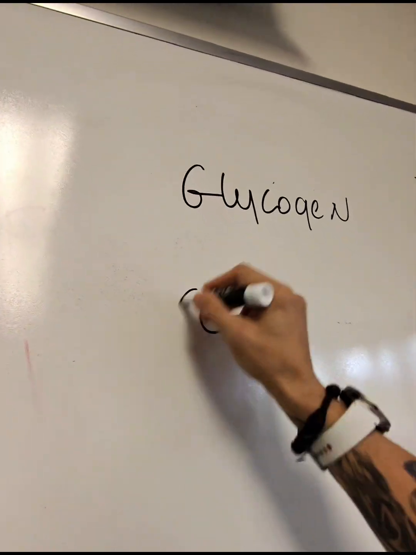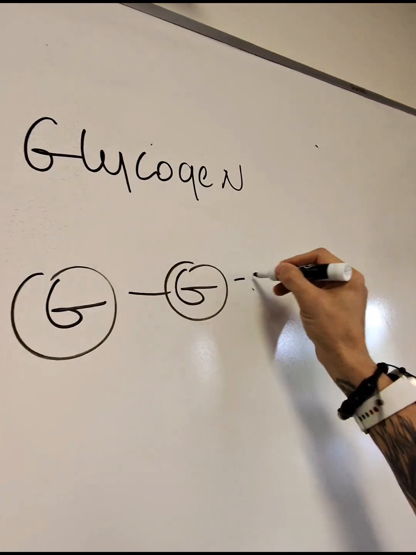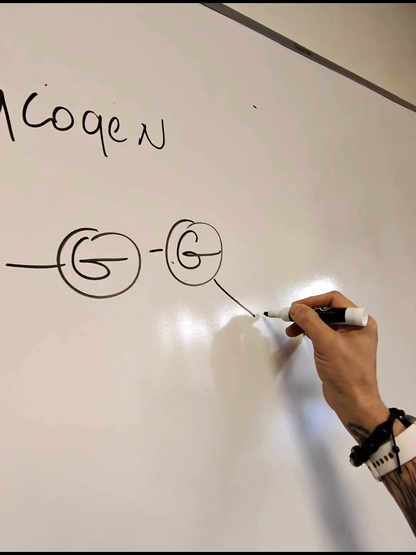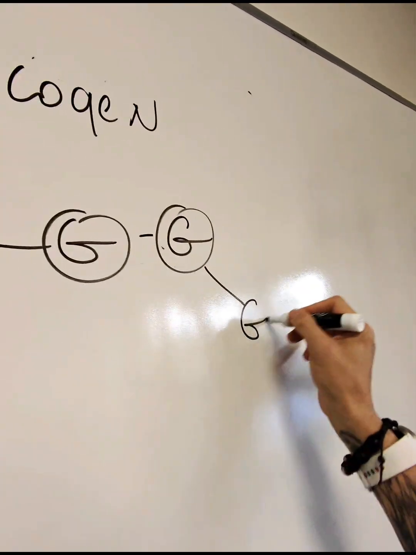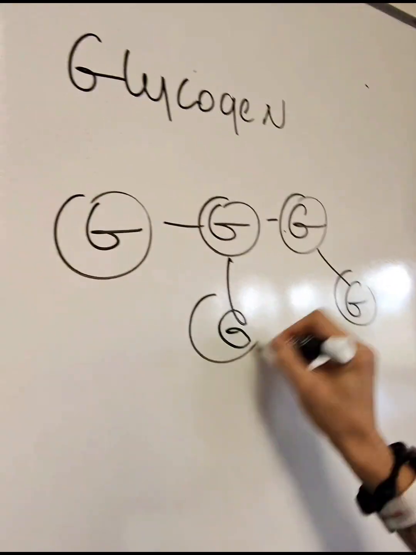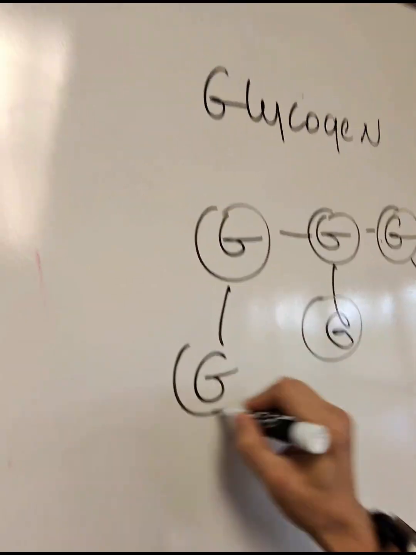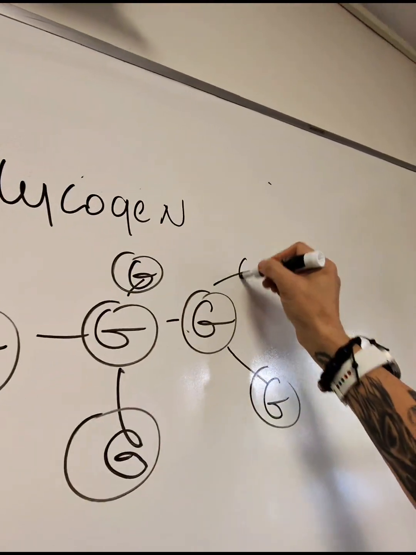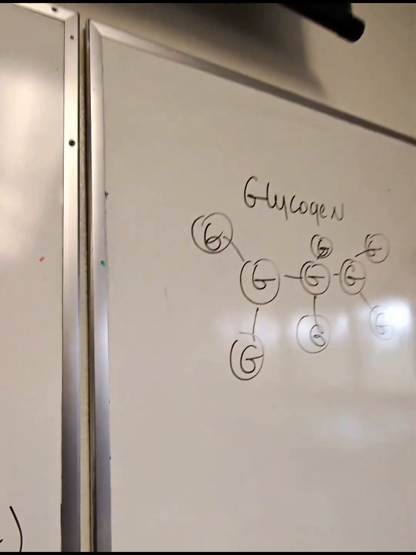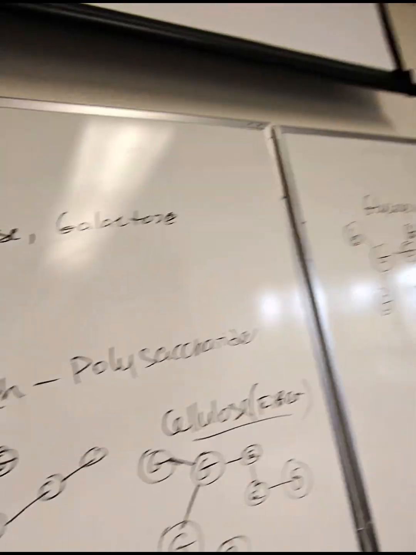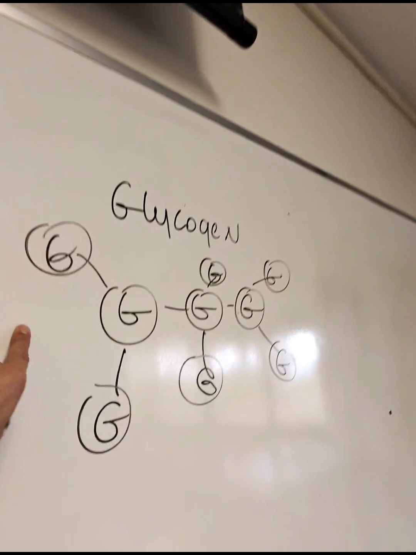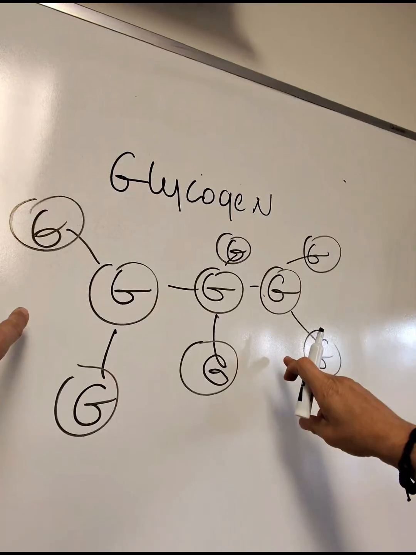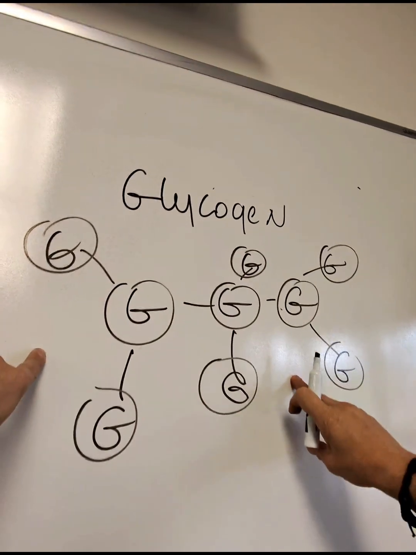Glycogen is also a bunch of glucose molecules connected one to another, right? Again, it's not very scientific what I'm doing right now, but it's just a bunch of glucose molecules connected one to another, and that's what makes a polysaccharide. More than 10 sugar units is a polysaccharide. So glycogen is the storage form of sugar in humans.